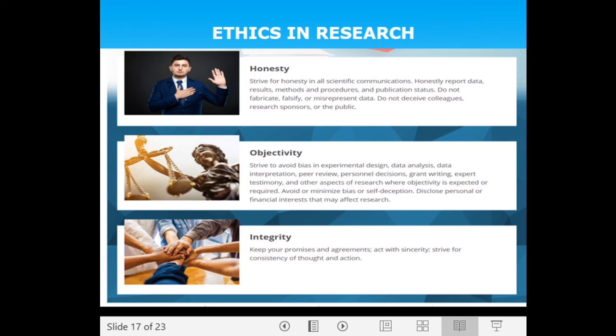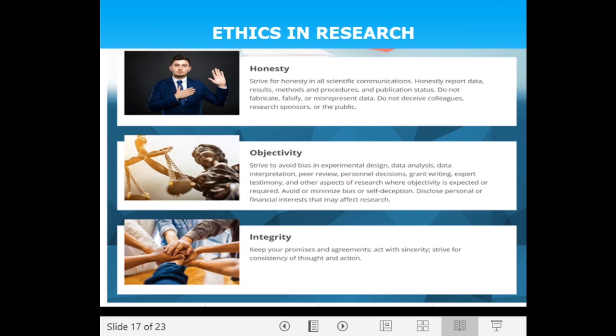Honesty. Strive for honesty in all scientific communication. You should report your data honestly. You have sent 500 questionnaires, but you got only 100. You cannot fill in another 400 randomly. That is wrong. You have to tell that the total questionnaires you sent is 500, and you received only 100, so the response rate is very poor, only 10%. That is okay. You can report it.